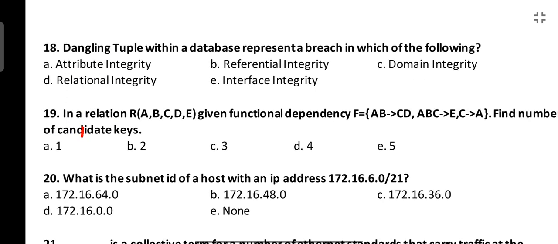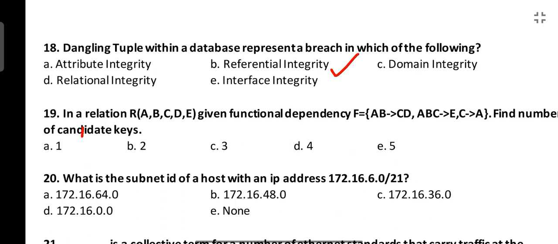Next is: a dangling tuple within a database represents a breach in which of the following? So the answer for this is referential integrity. What is referential integrity? Whenever between two or three tables we are establishing a parent-child relationship, and if that is breached, then it is known as a dangling tuple, or the same integrity is known as referential integrity.